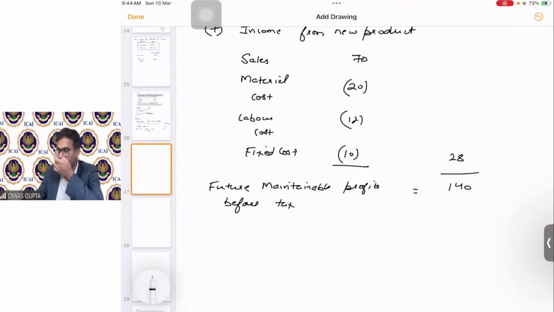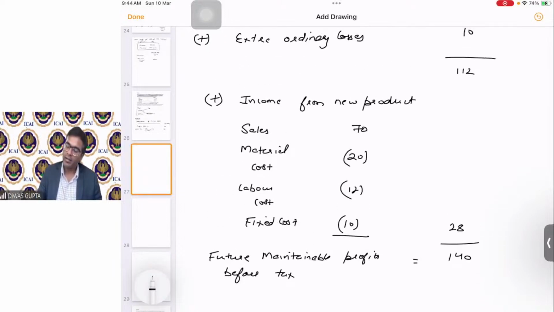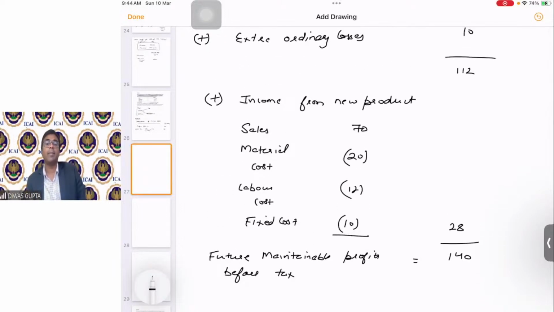Jyoti has given the value of business also. Very good, Jyoti. Now, should I apply on this 140, students, the capitalization rate of 14%? Or is there something else also that I have to do? Come on, tell me. Should I apply the 14% capitalization rate on this to arrive at the value? Or is there some adjustment I'm missing? Come on, students, tell me.